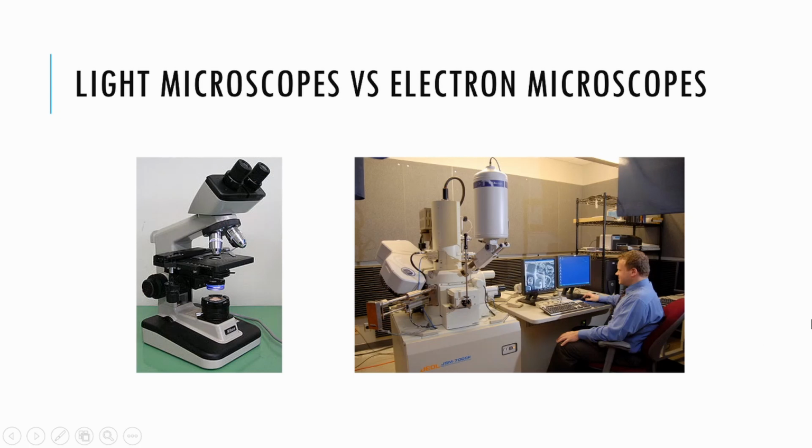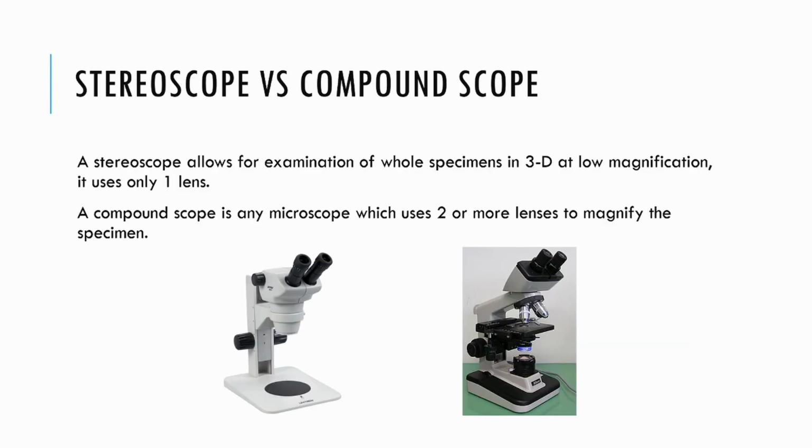If you don't need to use an electron microscope, you probably will never use one. So we're going to dive into the light microscope and really leave the electron microscope off to the wayside. Now there's two different light microscopes you might use, the stereoscope and the compound scope.